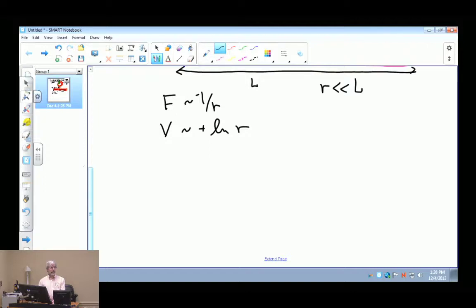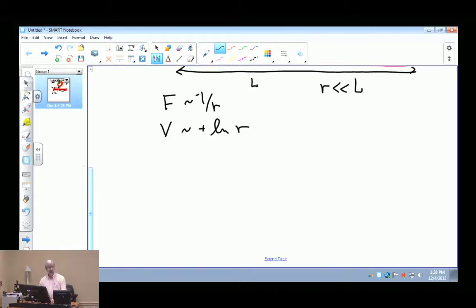Okay, so the force near a long line, the gravitational force because of a long rod, is going to go like 1 over the distance from the rod, if you're far away from the ends. If you get close to the ends, then you have to change this. This doesn't apply if you're near the end. If you're near the middle, and the rod is really long, then the force will go like 1 over the distance.